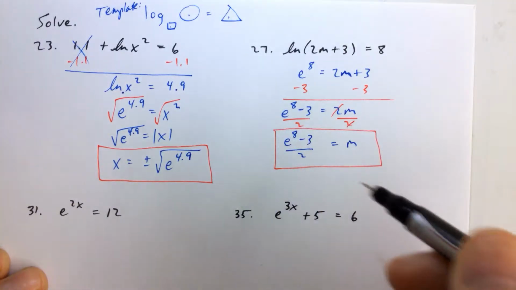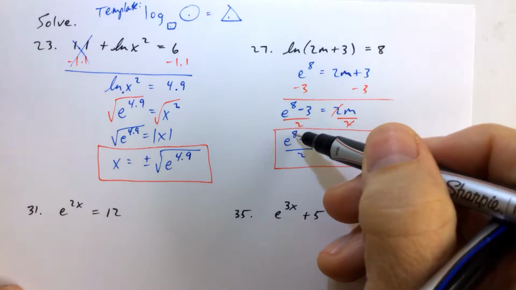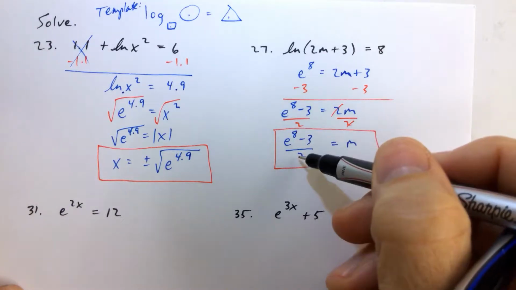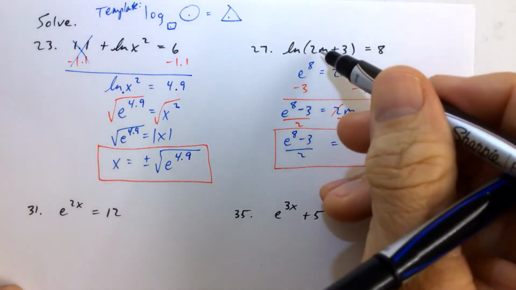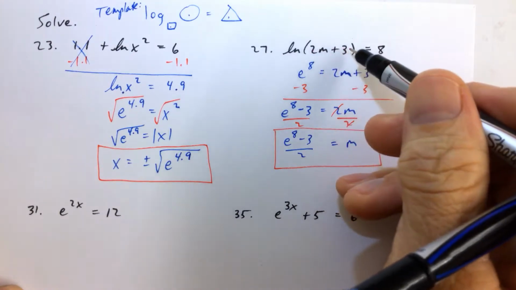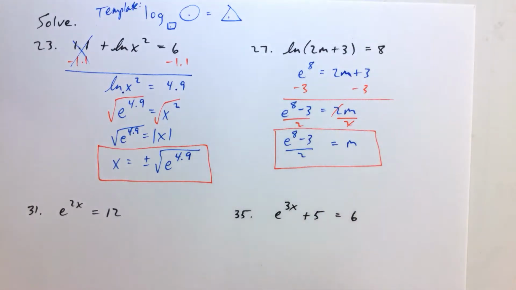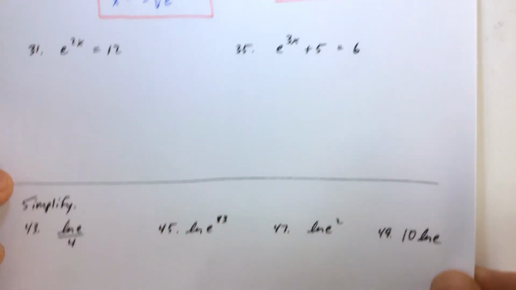Just making sure that if we plug that big number back in for m, we'd be okay. E to the 8th is a huge number. Minus 3 over 2, clearly that would be a positive number. So putting a positive number in for m, multiplying it by a positive number, and adding another positive number, we're good. So we're allowed to plug that back in for m. I'll go ahead and keep going here.